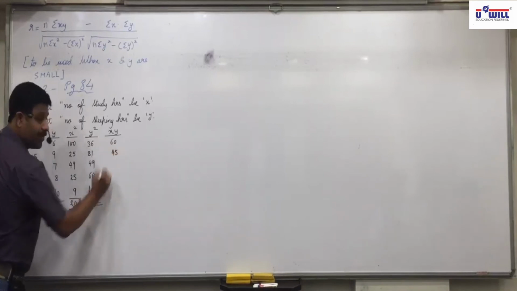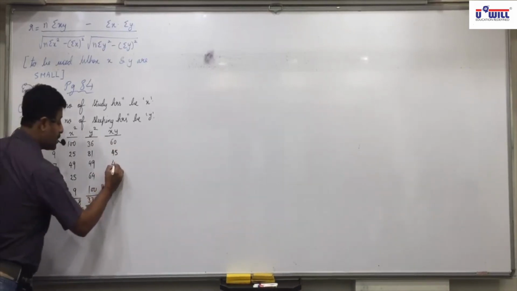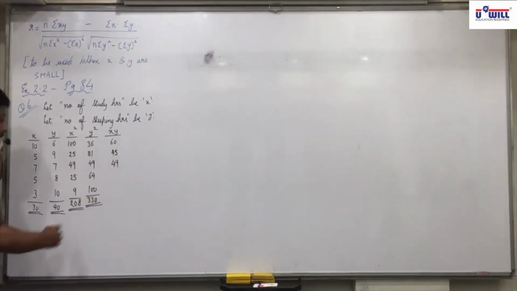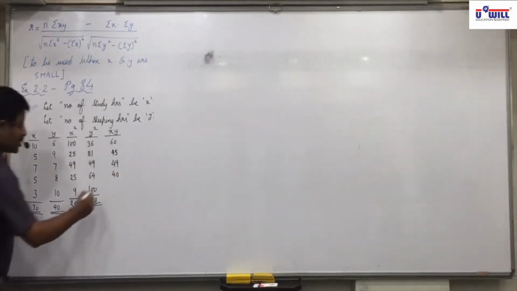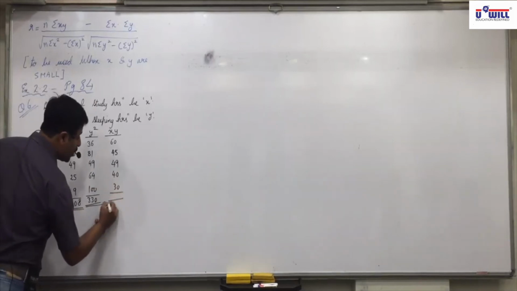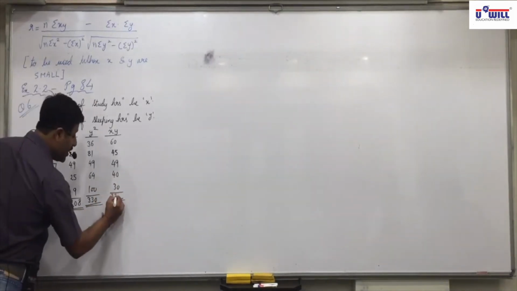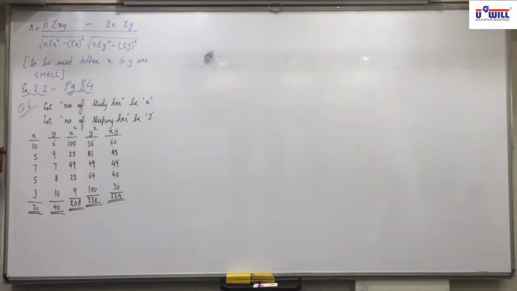5 into 9 and m plus. Do you get 45? 7 into 7 and m plus. Do you get 49? 5 into 8 and m plus. Do you get 40? 3 into 10 and m plus. Do you get 30? Press MR or MRC. 224. Any confusions with this?